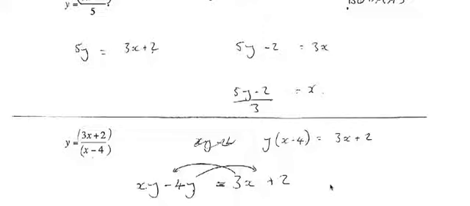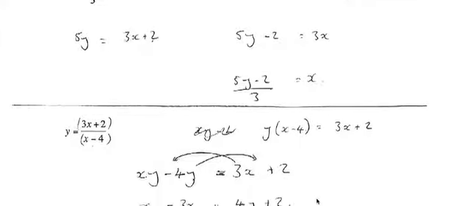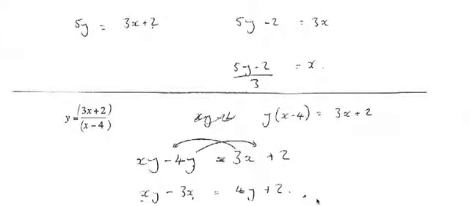Now remember that my ultimate aim is to make x the subject of the equation. At the moment I've got two places where x turns up in this equation. So the next step is always to get everything involving an x on one side, so I'm going to move the 3x across, and everything that doesn't involve an x away from it on the other side, so I'm going to move the minus 4y across. So that takes me to that point there.